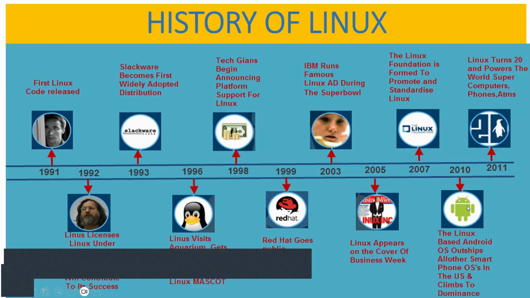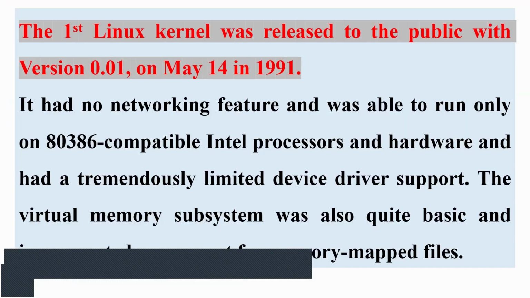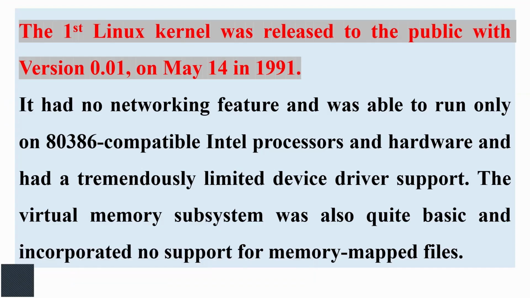Finally, by 2011 and beyond, Linux powered a wide range of technologies, including supercomputers, mobile devices, and even ATMs, proving its versatility and global market. So, talking further about the Linux kernel, its first version, 0.01, was released to the public on May 14, 1991.